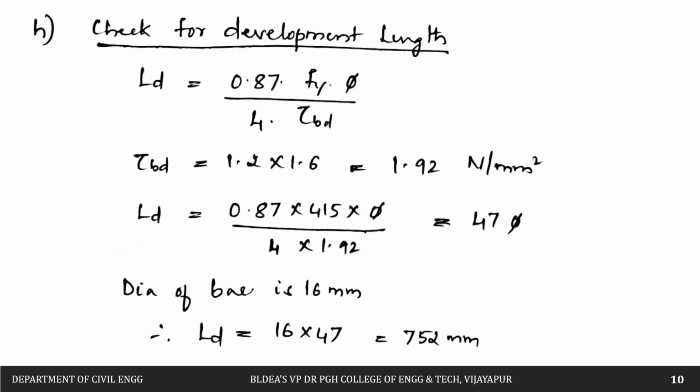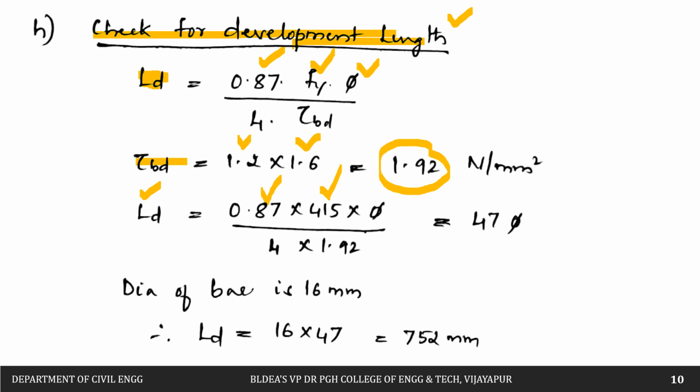Then next, we'll check for the development length. The Ld value we have already calculated earlier, but once again let us see. Ld is equal to 0.87 fy into phi divided by 4 times tau bd. Tau bd we have already seen, this is 1.2 multiplied by 1.6, that is 1.92. So Ld will be equal to 0.87 into fy, which is 415, multiplied by phi, the diameter of the bar, divided by 4 times tau bd, that is 1.92. So it is 47 times the diameter of the bar.